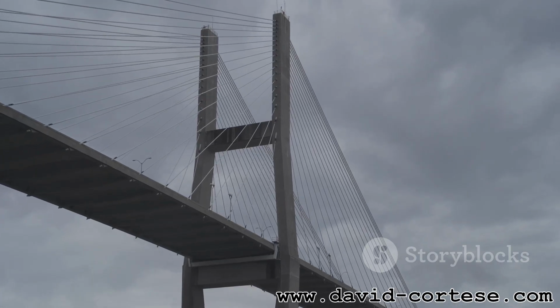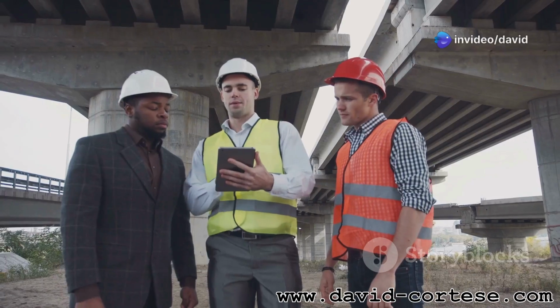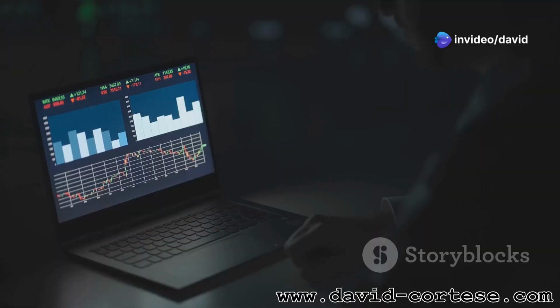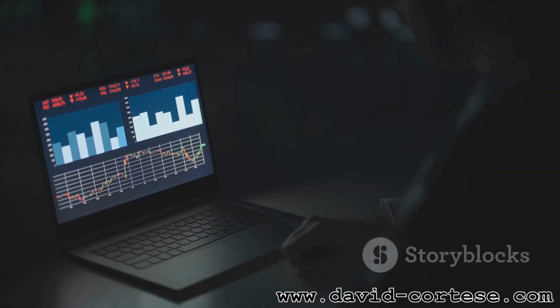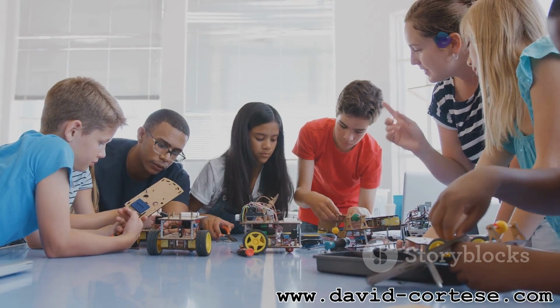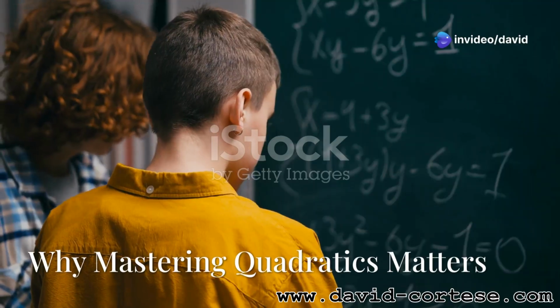Engineering marvels. From the curves of suspension bridges to the design of parabolic microphones, engineers use quadratic equations to create strong and efficient structures. Financial modeling. Quadratic equations help analyze profits, predict market trends, and make informed financial decisions. These are just a few examples of how quadratics shape our world, showcasing their practical significance.